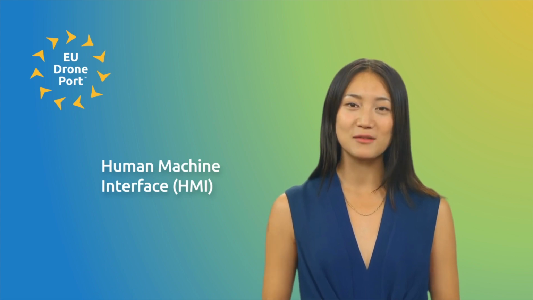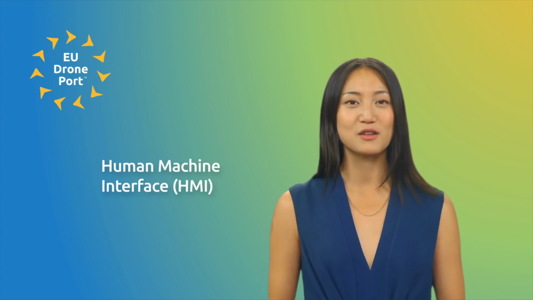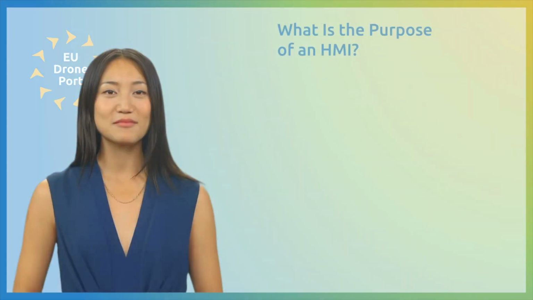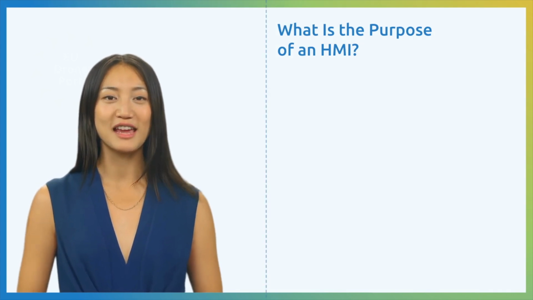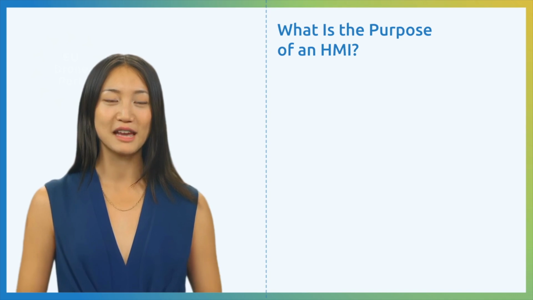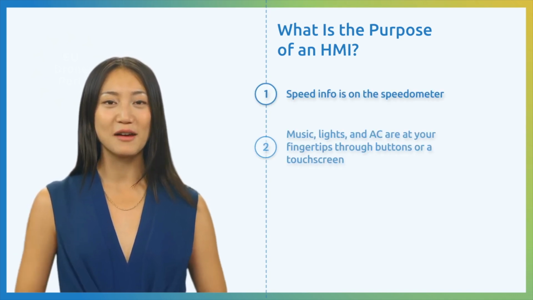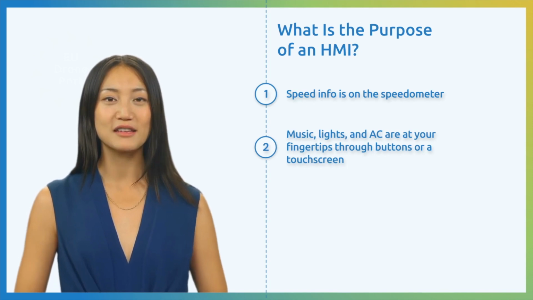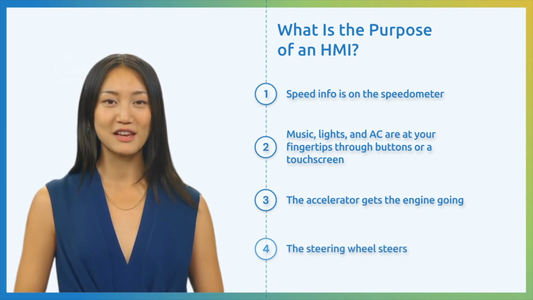Think of it as a dashboard showing live data and giving you the power to control the device using a user-friendly interface. Consider a car, a pretty intricate machine. The driver handles the engine, steering, lights, AC, music system, and more. It works like this. Speed info is on the speedometer. Music, lights, and AC are at your fingertips through buttons or a touchscreen. The accelerator gets the engine going, and the steering wheel steers.